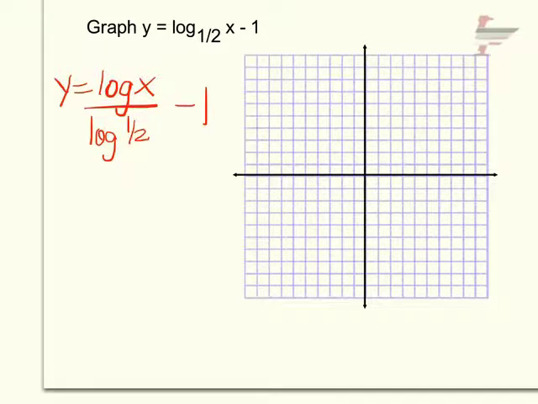Now this is real important because if you type it in wrong, you get the wrong answer. So this -1 is not a part of the log because otherwise it'd be in parentheses, right? So just be careful with that, and you might want to put parentheses around that quantity. So go ahead and type that into your y equals.